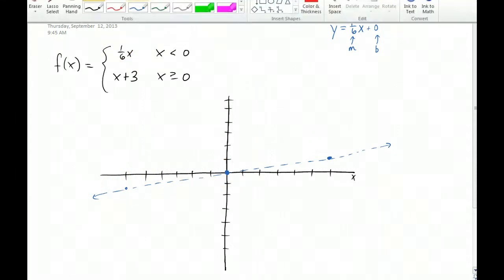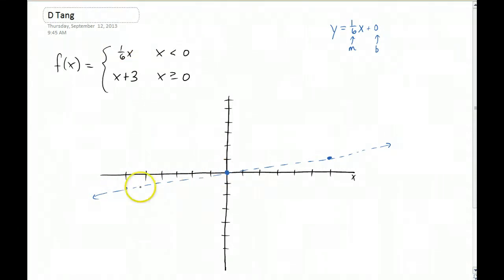So really, we don't want that entire graph. We don't want this entire line here. We just want the piece that is less than 0. That part right there. Let me draw that in a little bit thicker even. We want this part right here. And actually, since there's no equal sign on this x less than 0, this line does not exist right here at the origin. So really, it's supposed to be an open circle right there at the origin.